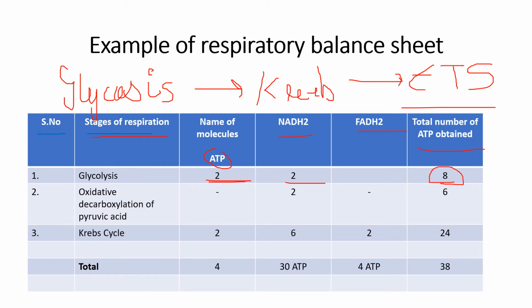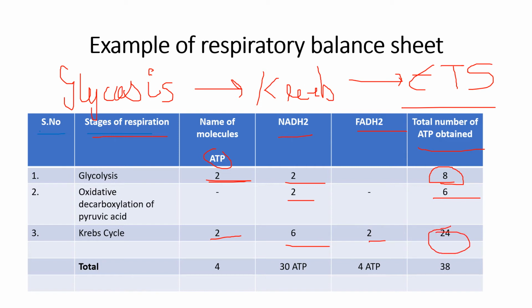And in oxidative decarboxylation of pyruvic acid, the NADH2 molecules occur as 2, and FADH2 will not occur, and ATP will also not occur. So the total number of ATP obtained here is 6. Then in Krebs cycle, that is the citric acid cycle, the total number of molecules obtained is 2 ATP. Then NADH2 is 6 and FADH2 is 2. So the total number of ATP obtained here is around 24.